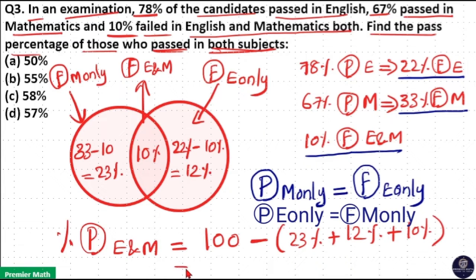So, which is equal to 100 minus, this is 23 plus 10, 33 plus 10, 43, 45. So, which is equal to 55%. So, option B is your answer.